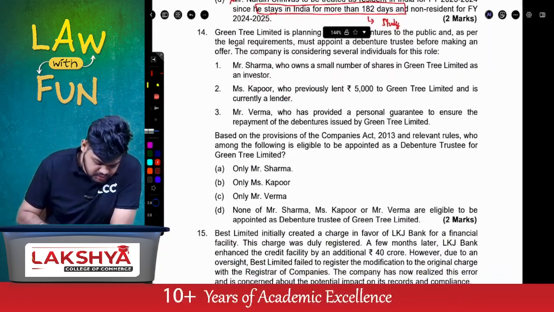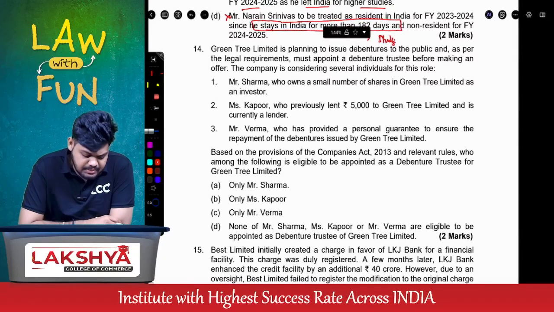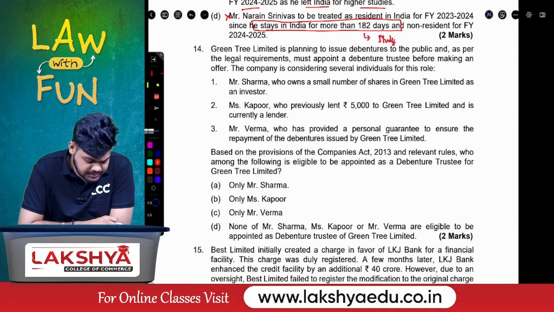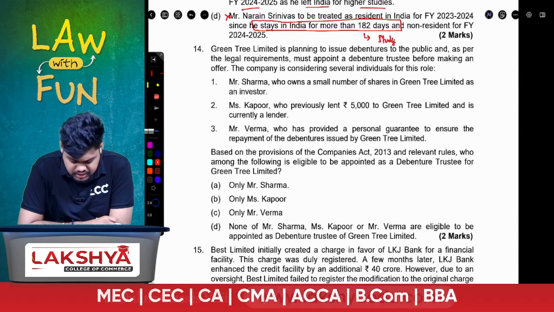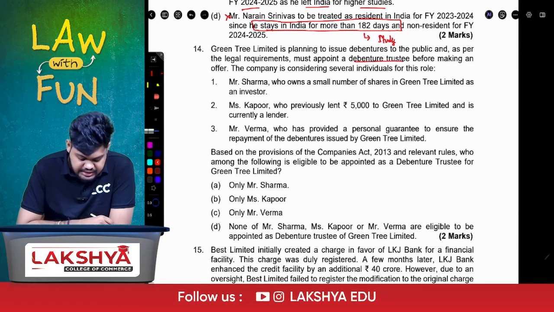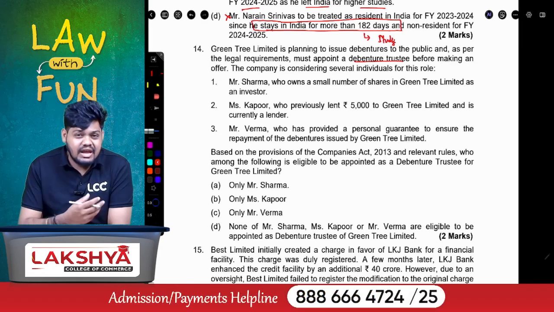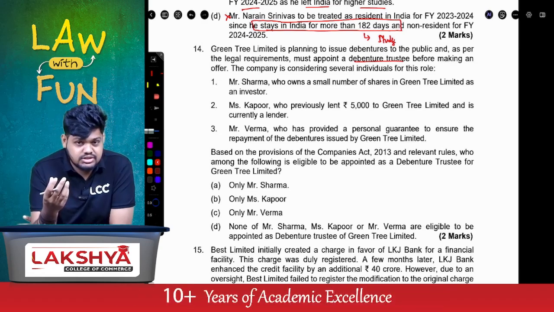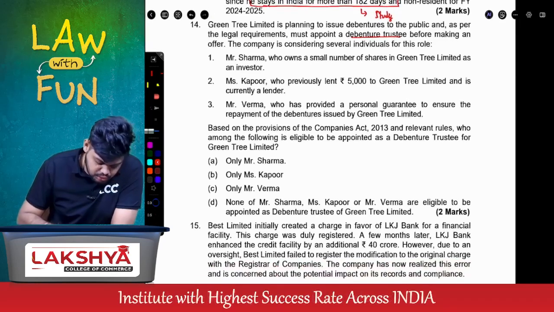Chalo. Next question. Green Tree Limited is planning to issue debentures to the public, and as per the legal requirements must appoint a debenture trustee before making an offer. This is a question on debenture trustee now. The company is considering several individuals for this role. So we had, remember, the disqualification of debenture trustee under 7 points. So let's go through the points here.